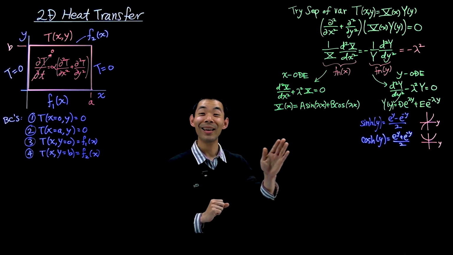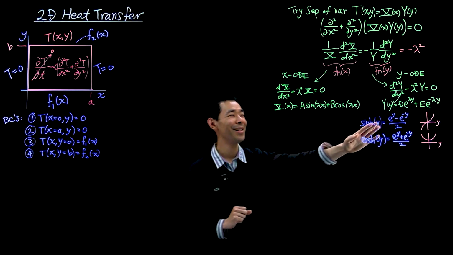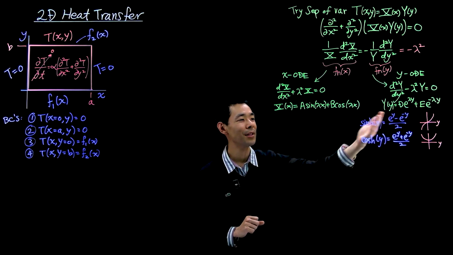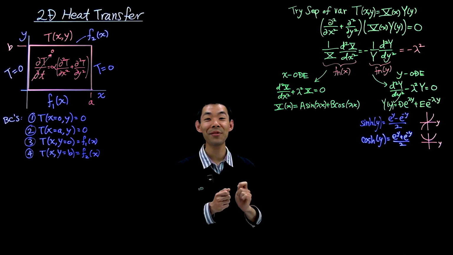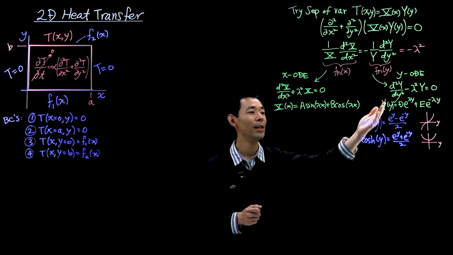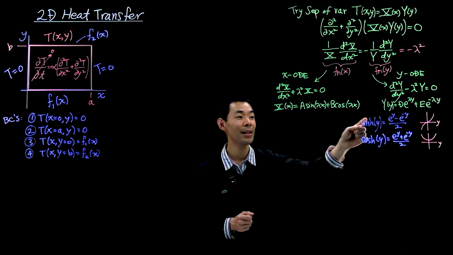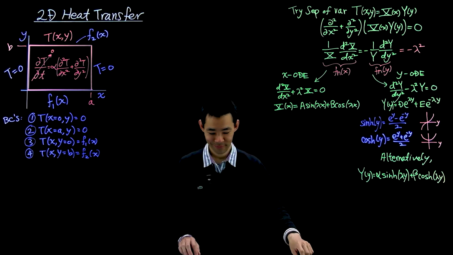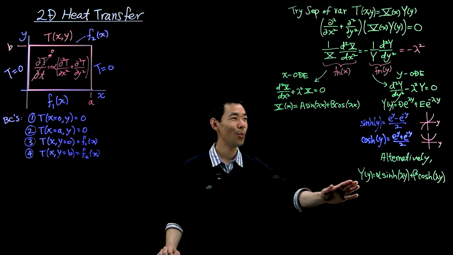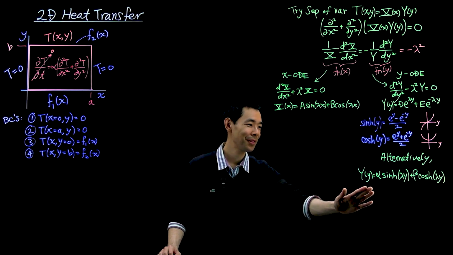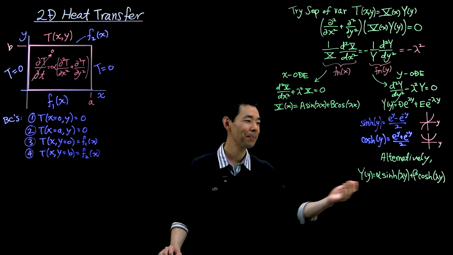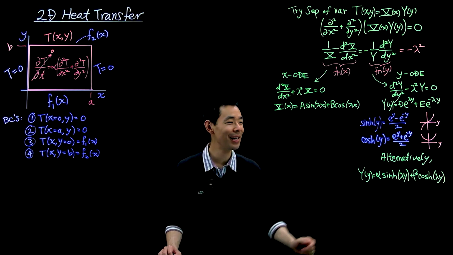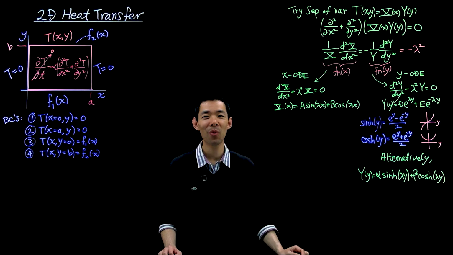So instead of writing exponentials as our solution to the y-ODE, because sinh and cosh are just linear combinations of the exponentials, we can instead write our y function as a combination of sinh and cosh. Just like that. So now our y-ODE solution looks like some constant of integration alpha, sinh of lambda y, plus another constant beta times cosh lambda y.